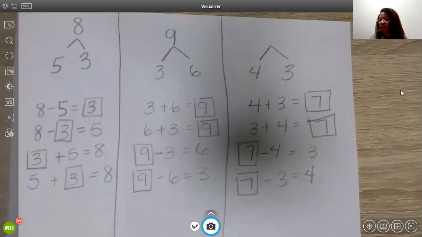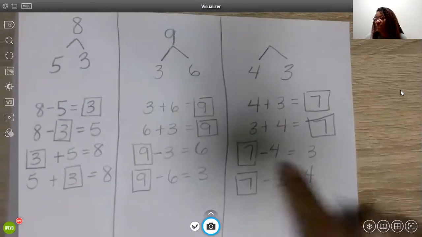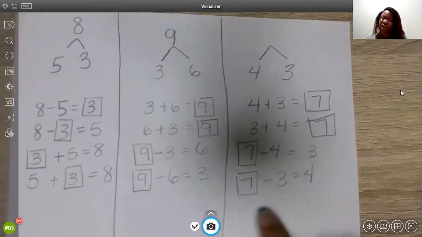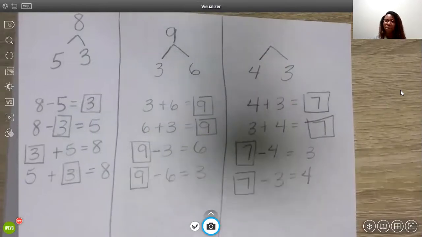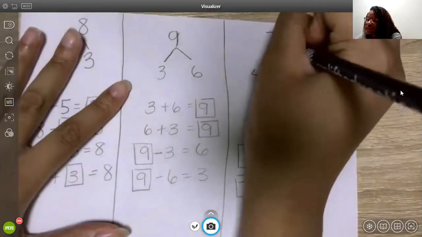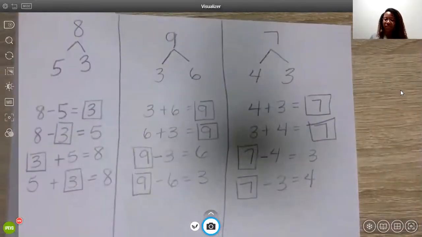And once I figured that out, I was able to write the remaining 3 number sentences. 3 plus 4 equals 7. 7 minus 4 equals 3. And 7 minus 3 equals 4. So tell me, what's my missing number right here? It is 7. And look, we just solved all 3 of our problems.